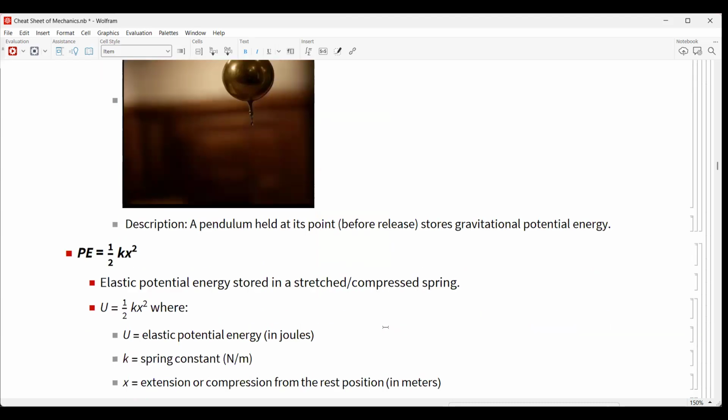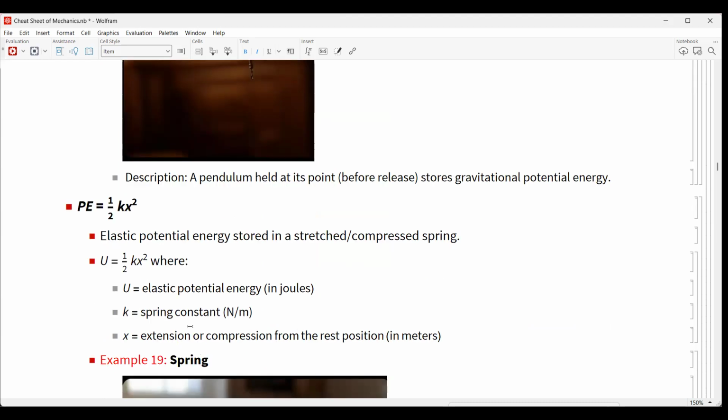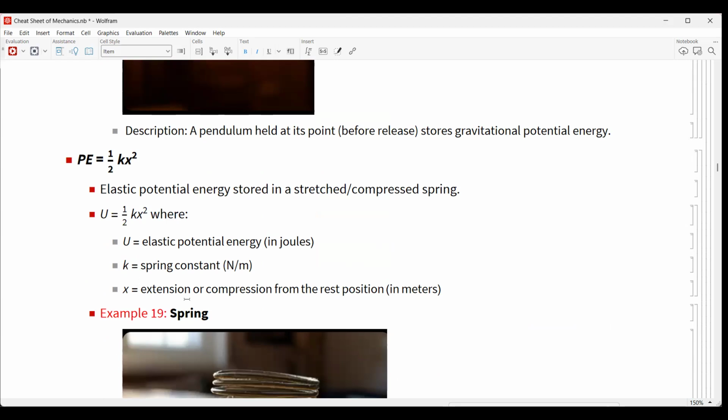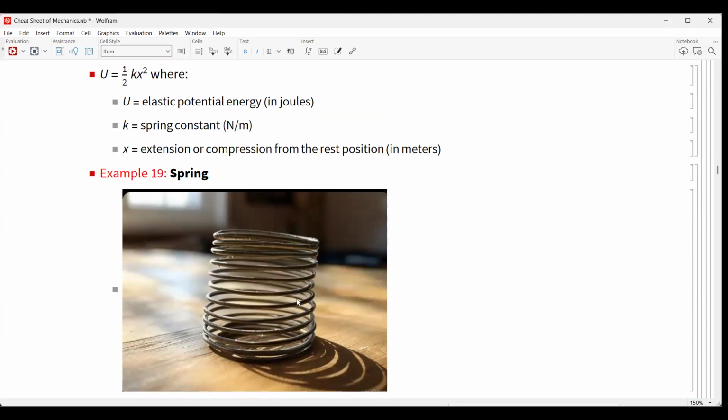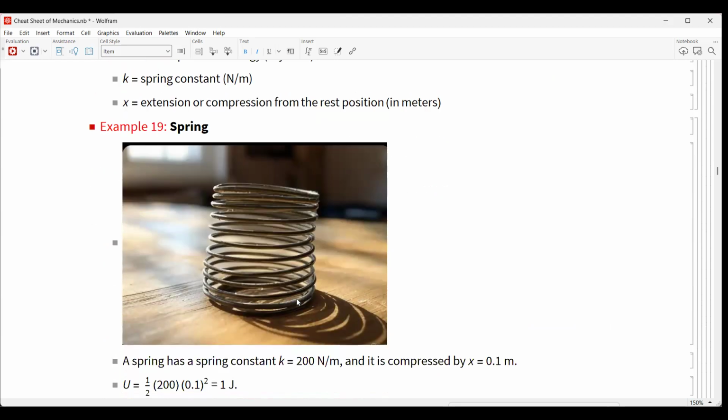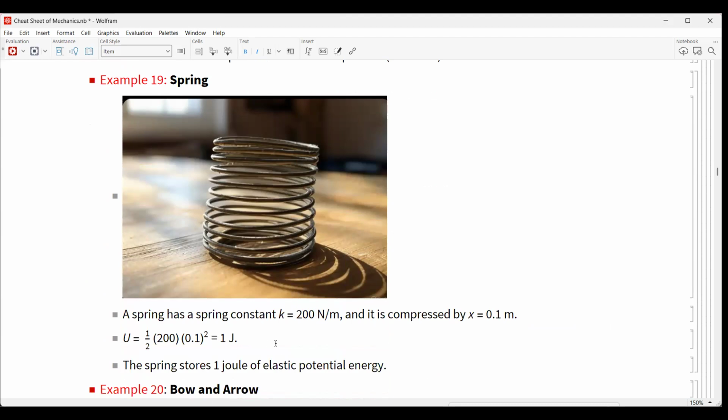We have the elastic potential energy stored in a stretched or compressed spring. This is our elastic potential energy. U here is the elastic potential energy, and k is the spring constant. x is the extension or compression from the rest position in meters. Example here of a spring: a spring has a spring constant of 200 Newtons per meter and it is compressed by x equals 0.1 meter.